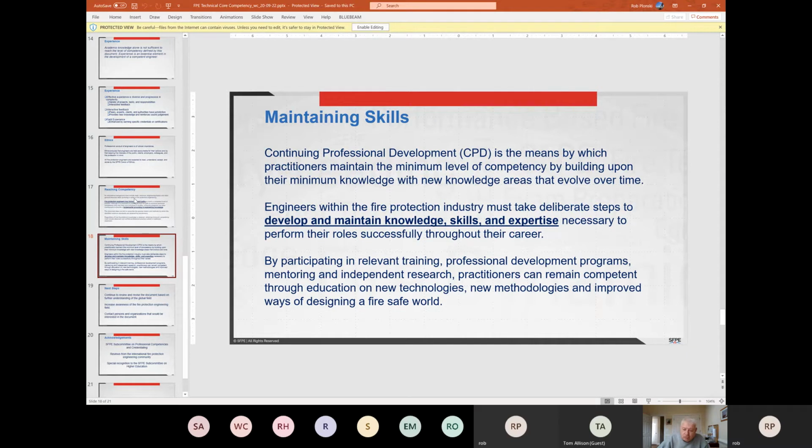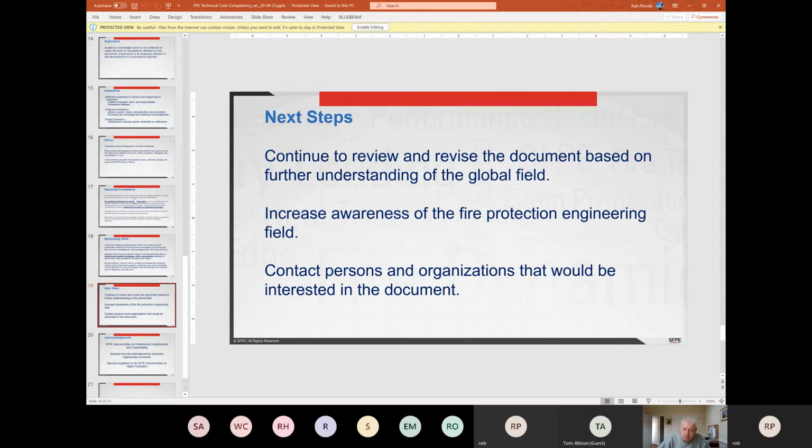Next slide. Next steps. Continue to review and revise the document based on further understanding of the global field. As I mentioned to you, this was the original draft. This was the original presentation that was put together by the group and provided to the Society of Fire Protection Engineers and the various different contributing organizations. And so it will continue to grow.